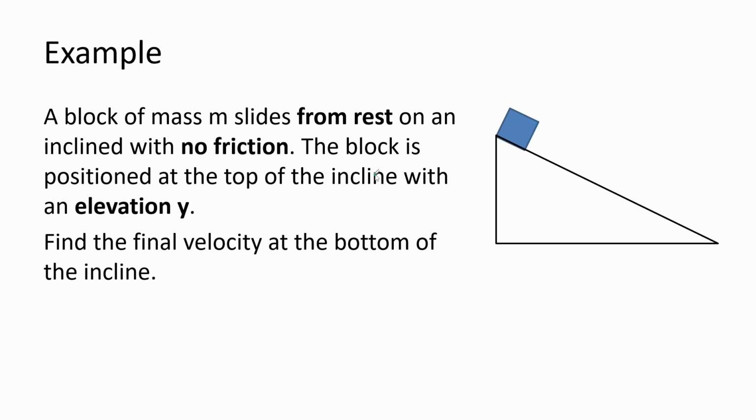So let's look at this example. A block of mass M slides from rest with no friction, okay? The block is positioned at the top of the incline at an elevation y. So I assume it's this one here, y. Find the final velocity at the bottom of the incline. So that means you have a block at rest here that slides up to the very end. So at the ground, find the velocity there.